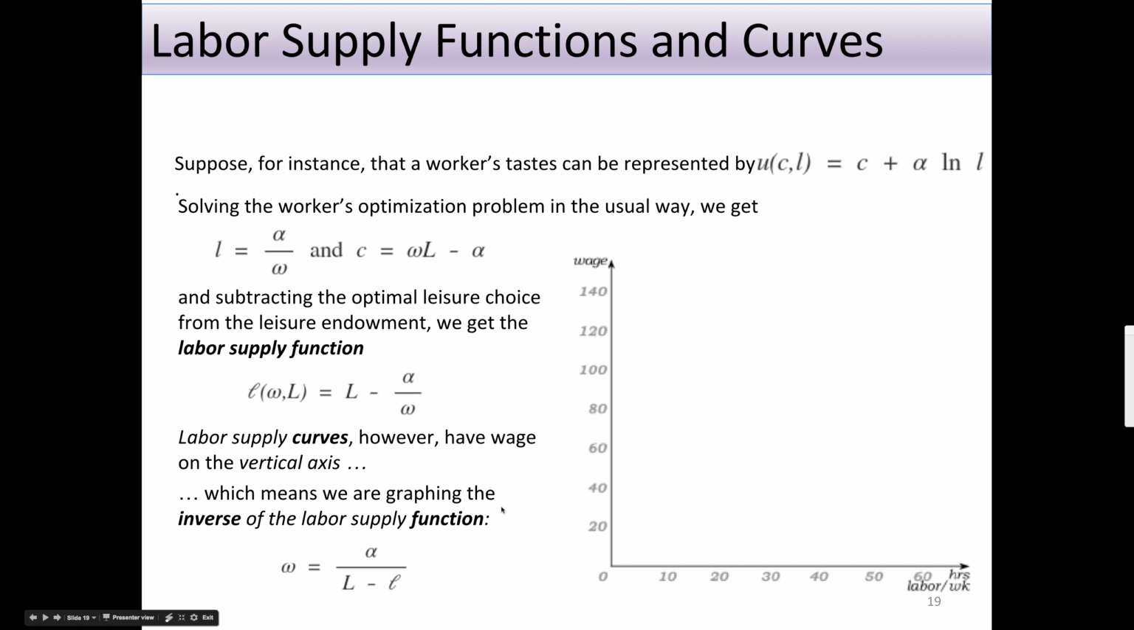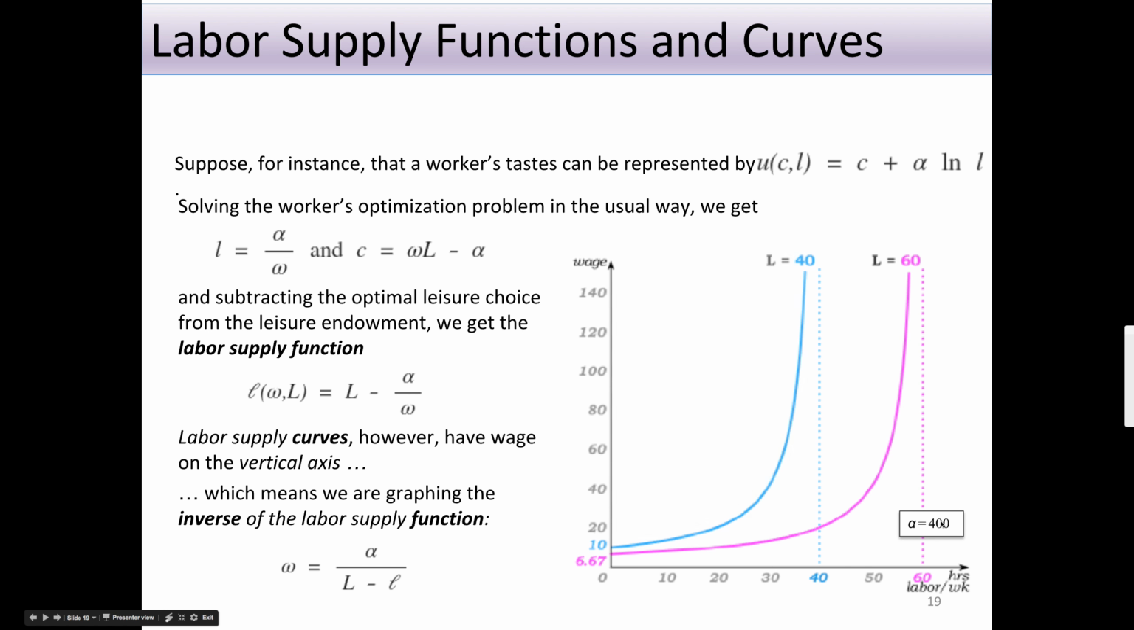Okay, and then I can go ahead and graph that because I have W and I have labor and I have these variables right here. I'm going to have to set alpha and cap L equal to something in order to be able to graph it, because otherwise it will be too many dimensions. So let's set alpha equals to 400, and let's draw a couple of different curves. This one's when cap L is 60. This one when cap L is only 40. In both cases, though, labor supply is upward sloping.